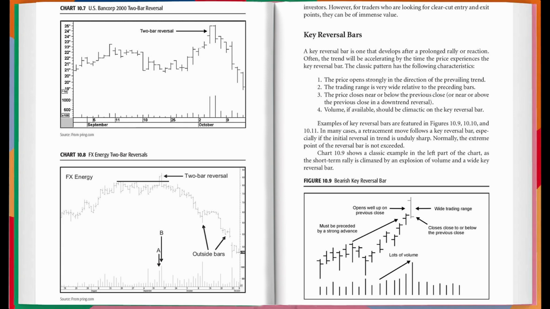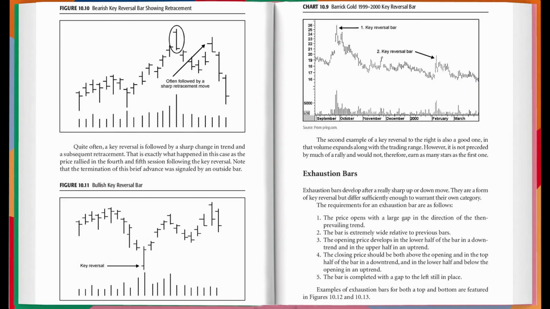In many cases, a retracement move follows a key reversal bar, especially if the initial reversal in trend is unduly sharp. Normally, the extreme point of the reversal bar is not exceeded. Chart 10.9 shows a classic example in the left part of the chart, as the short-term rally is climaxed by an explosion of volume and a wide key reversal bar.